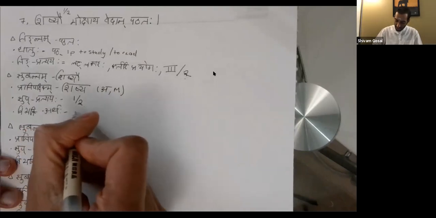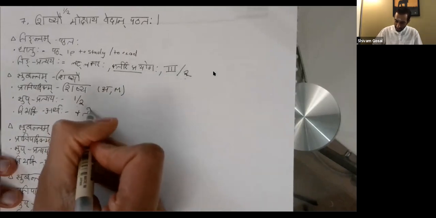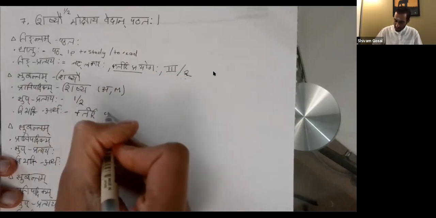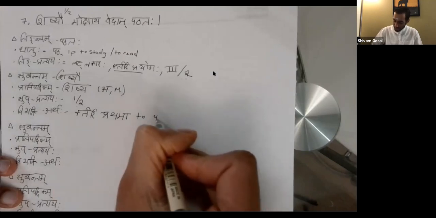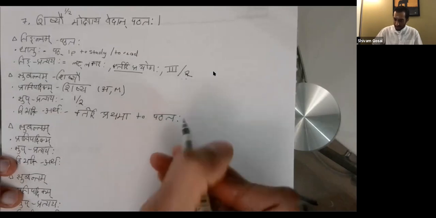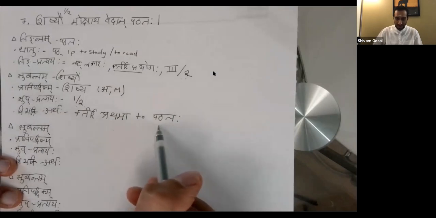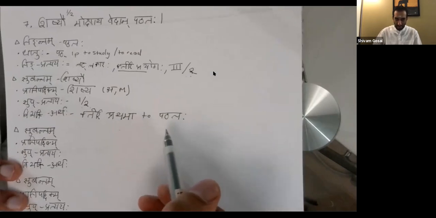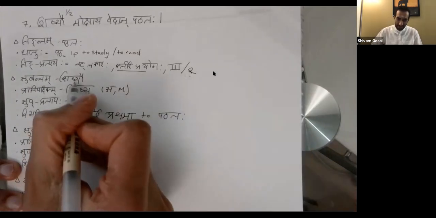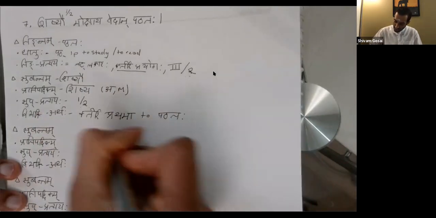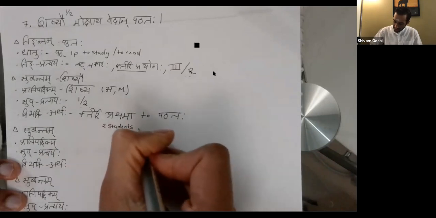And vibhakti artha, right? So we're in the kartari prayoga. So it's going to be kartari prathama 2 patata. Because it's a karaka vibhakti, we want to connect it to which verb? To patata. Okay. So far we have the translation as shishya. Shishya means students. So the 2 students study.